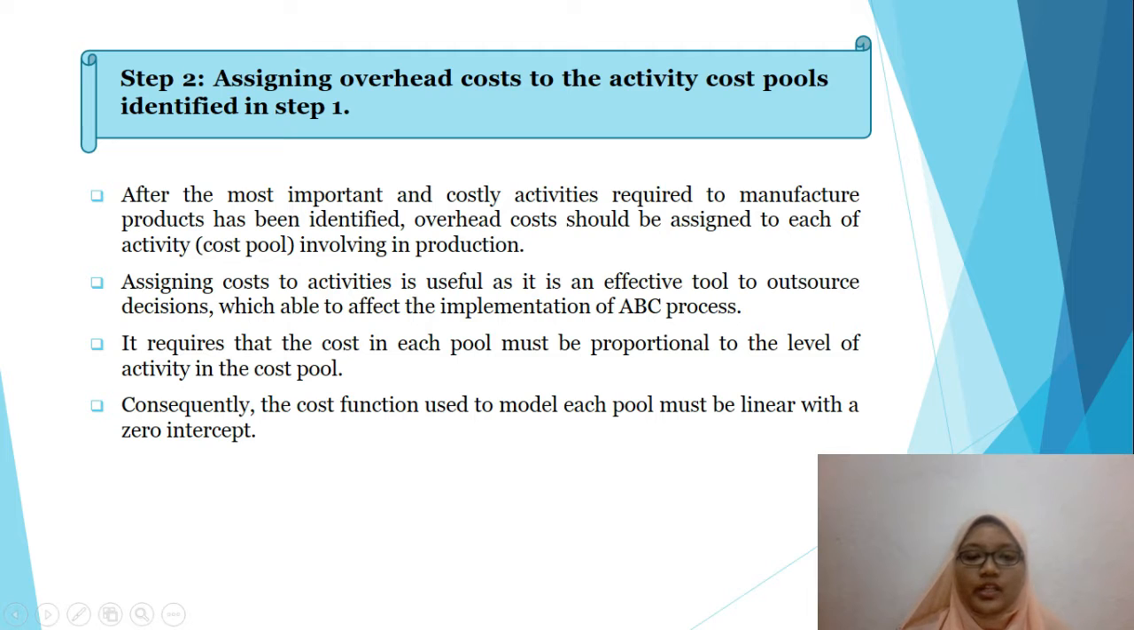Second, assigning costs to activities is useful as it is an effective tool for decisions which are able to affect the implementation of the ABC process. Third, it requires that the costs in each pool must be proportional to the level of activity in the cost pool. The cost function used to model each pool must be linear with a zero intercept.